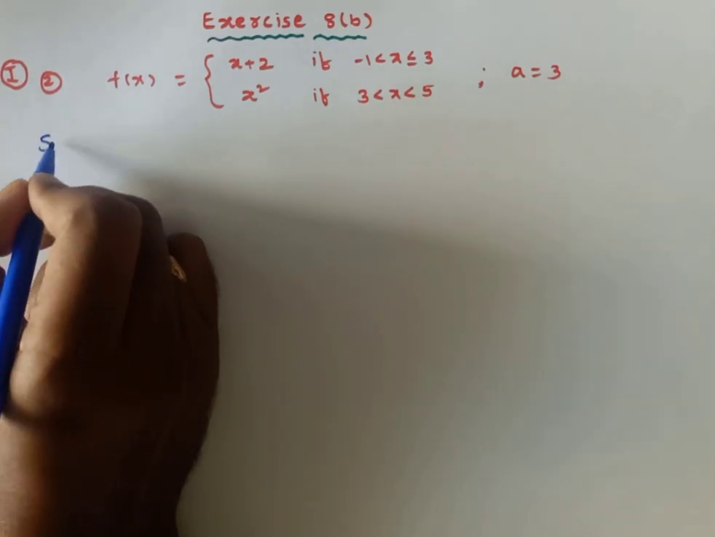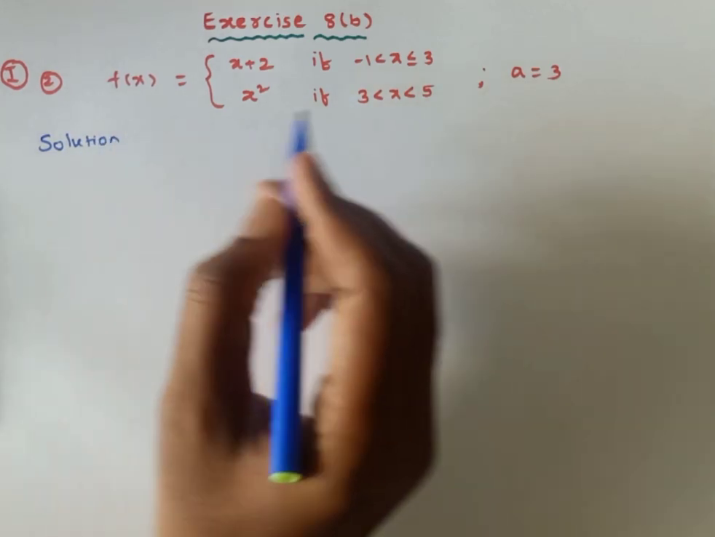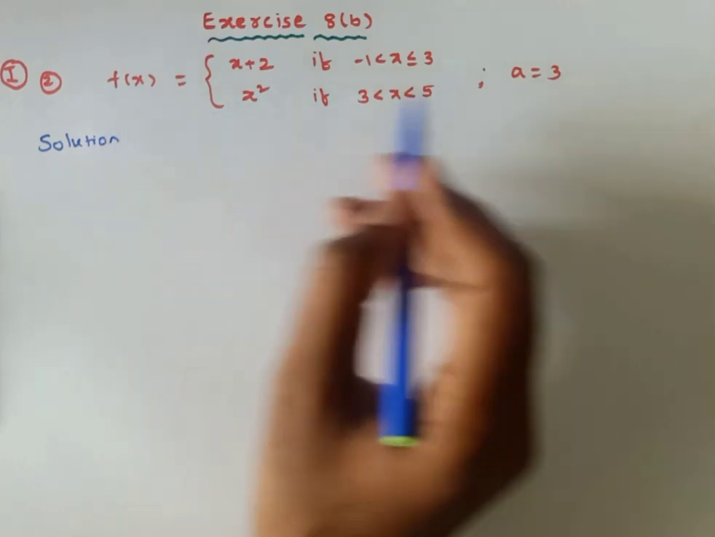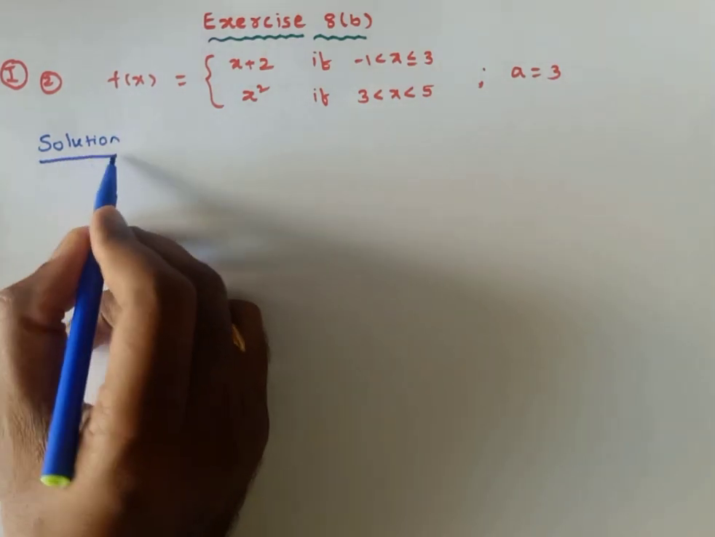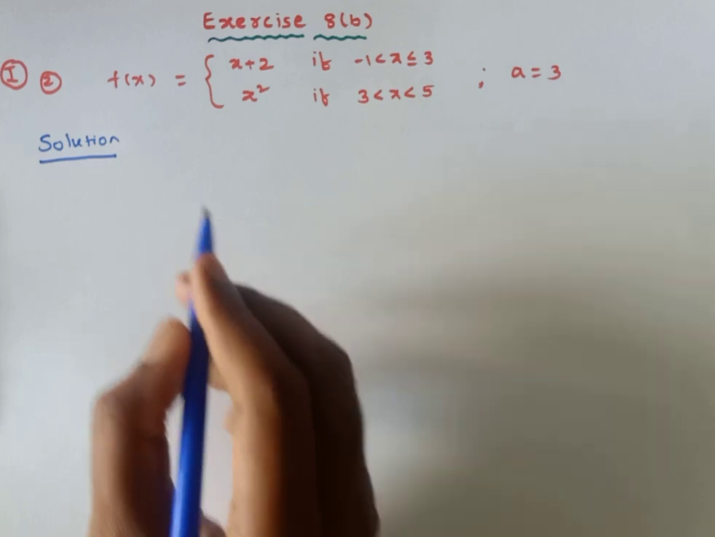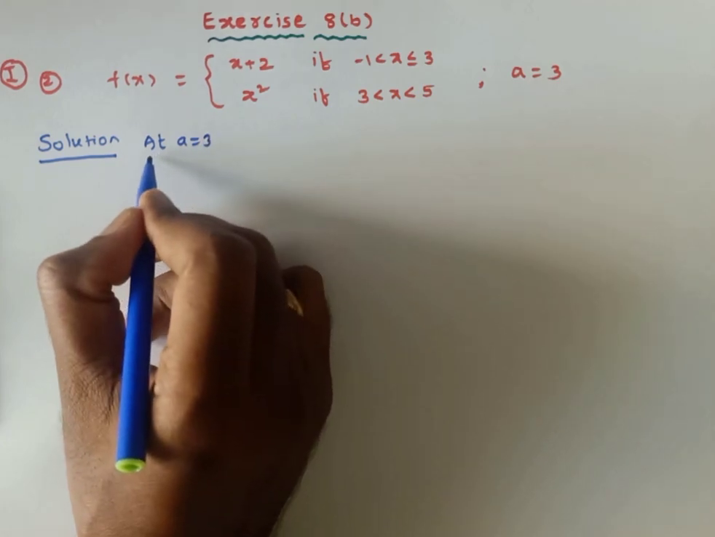You know here x equal to 3, or a equal to 3, is an interior point for this function, since it starts with minus 1 and ends with 5. So 3 is an interior point of the entire function. So you need to check the left hand limit and right hand limit at 3. Now at a equal to 3 you have to find the limit.